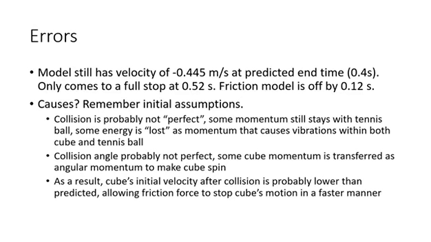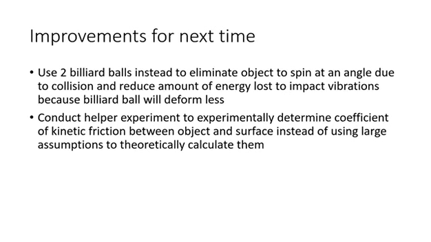And I believe the cause of these differences lies in my assumptions. From the video, it is clear that some momentum still stays with the tennis ball after the collision, and some energy is manifested as vibrations in both the cube and the tennis ball, and not represented as kinetic energy. Additionally, the collision angle of the two objects is not perfect, as some of the cube's momentum is transferred as angular momentum to make the cube spin, so as a result, the cube's true initial velocity is lower than predicted, which allows the friction force to stop the cube's motion in a faster manner.